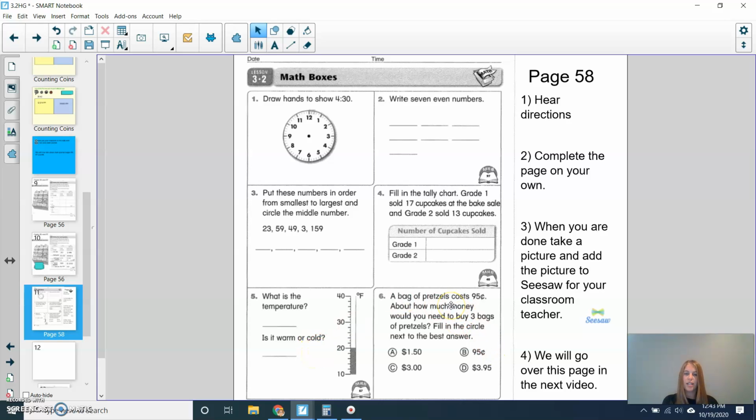And last question, number 6, a bag of pretzels costs 95 cents. About how much money would you need to buy 3 bags of pretzels? Fill in the circle next to the best answer. And again, 95 cents, think, what is that pretty close to? And so how much would you need then if you want to buy 3 bags?